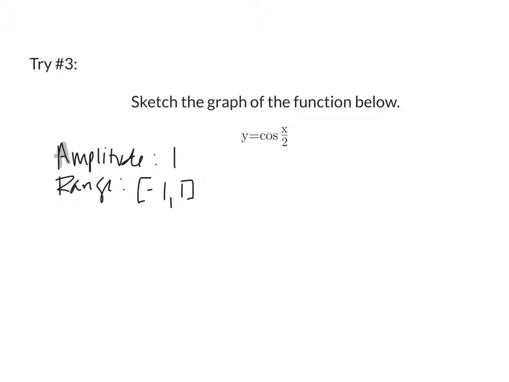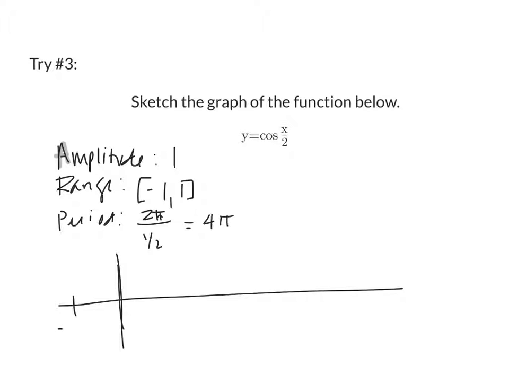And then our period will be found using the coefficient of x, which is 1/2. So the period would be 2 pi divided by 1/2. And we just did that: 2 pi divided by 1/2 is 4 pi. So again, we have to stretch this out quite a bit. So we have negative pi over here, pi, 2 pi, 3 pi, and 4 pi.